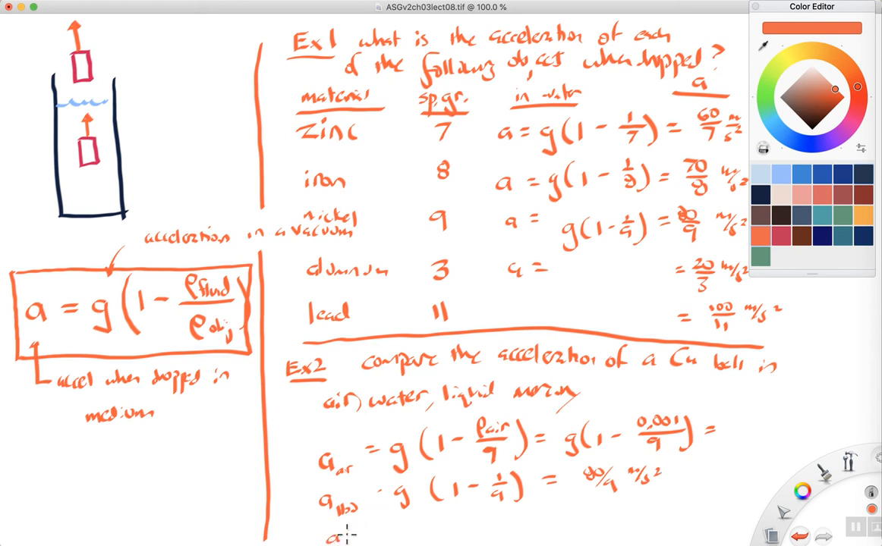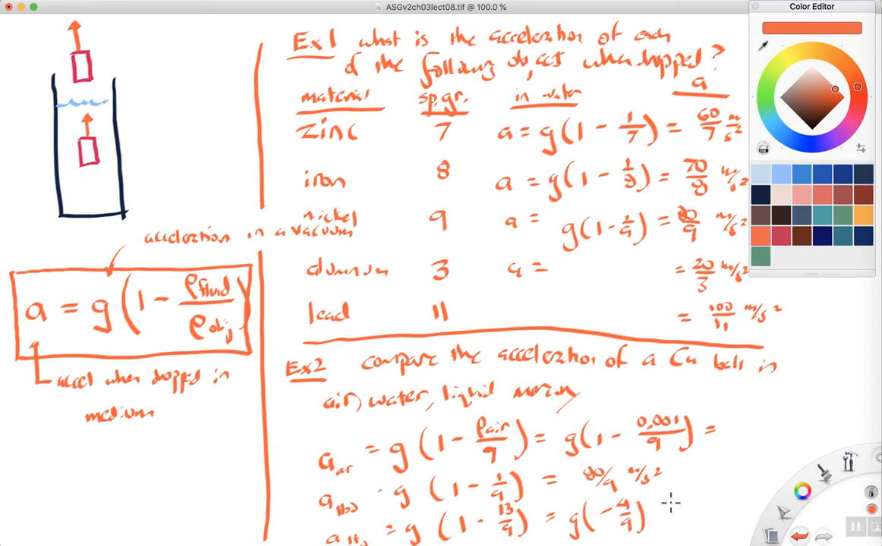And finally, let's do acceleration in mercury. It would be 1 minus, what's the density of mercury? It's about 13 or 14. Let me just use 13/9. This is an interesting one because 1 minus 13/9. 13/9 is greater than 1, right? So we're going to be subtracting a number that's greater than 1. And so we're going to get g times 1 minus 13/9, which is -4/9.